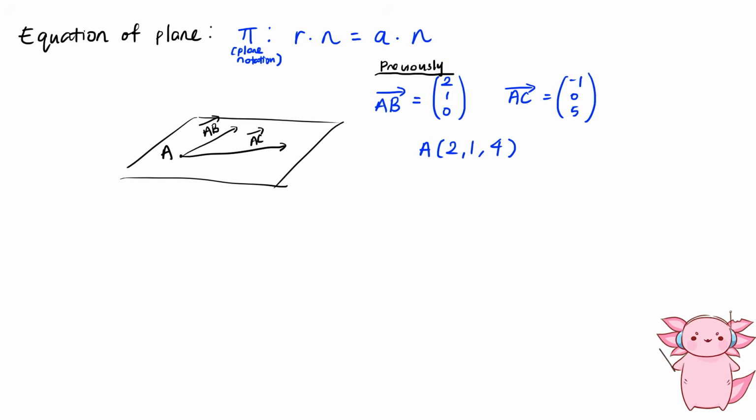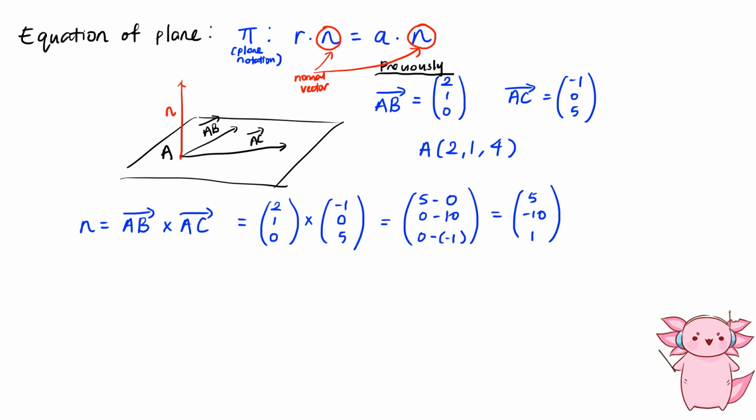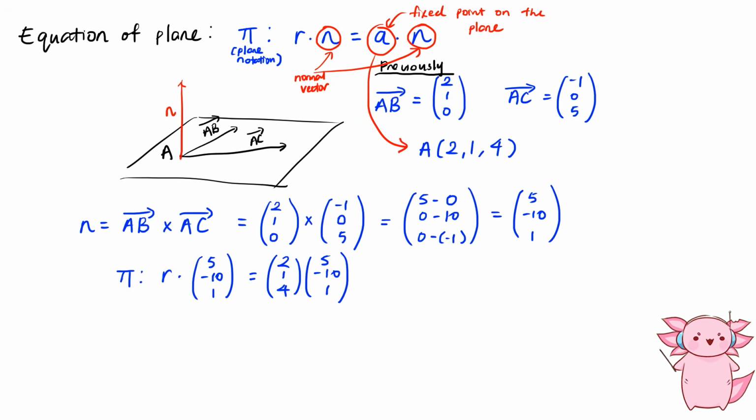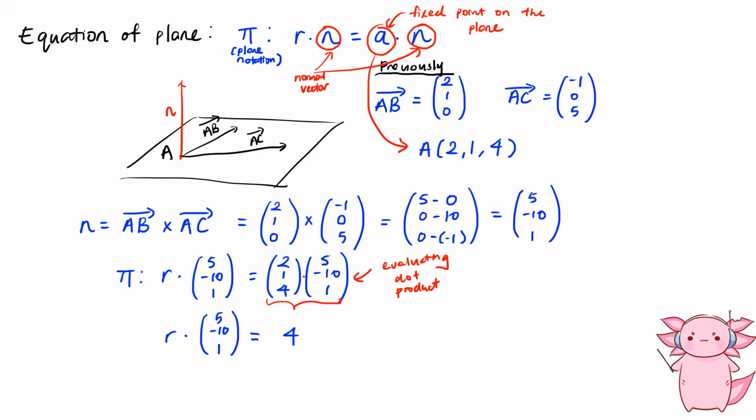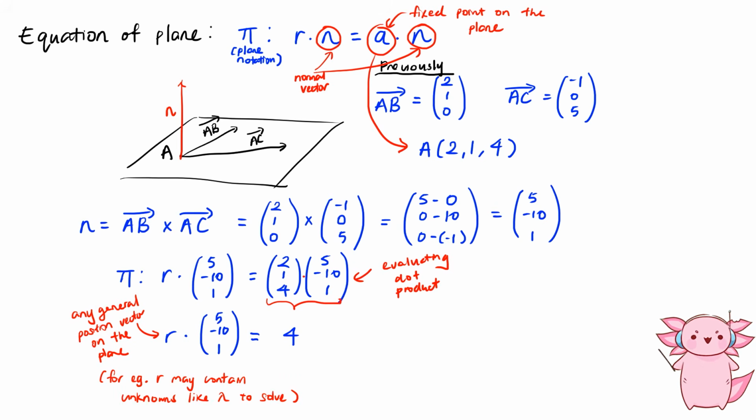Now there's another variation of the plane equation which looks something like this. This form requires you to find the normal vector, so to find it, we do AB cross AC, which gives us the normal vector of 5, -10, and 1. For this A variable over here, it's basically a fixed point on the plane, so let's use the point 2, 1, and 4. So putting it all in, r.n equals a.n, evaluating out the dot product gives us the final plane equation of r.(5, -10, 1) equals 4.